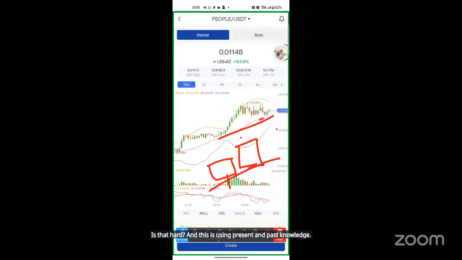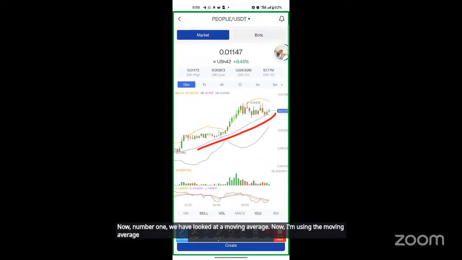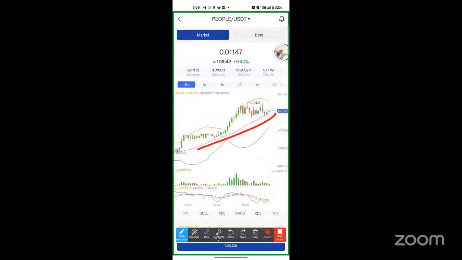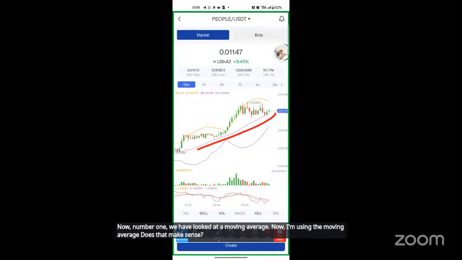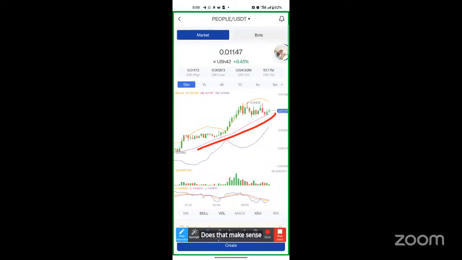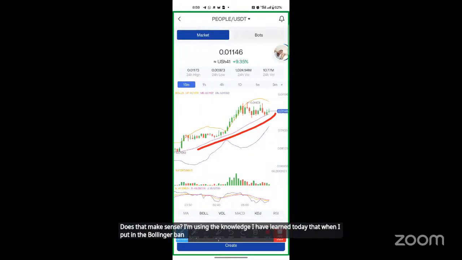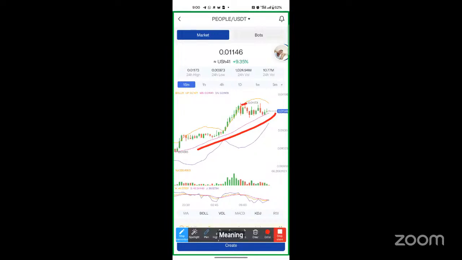Now, number one, we have looked at a moving average. Now I'm using the moving average. Does that make sense? I'm using the knowledge I have learned today that when I put in the Bollinger Band, the middle line is a moving average, meaning that the upper line could act as my support, this could act as my resistance, but I'll discuss moving averages later.